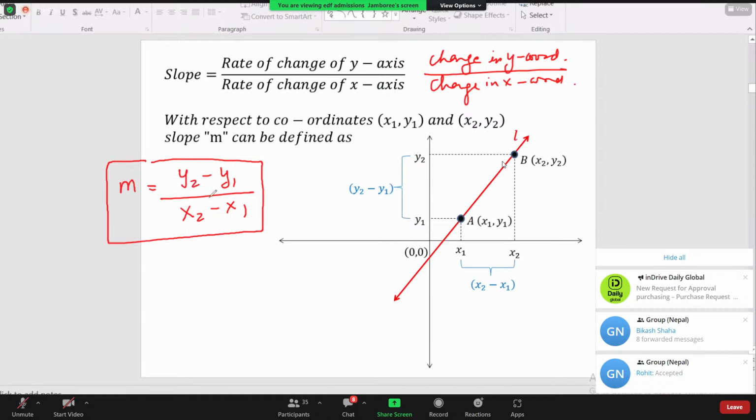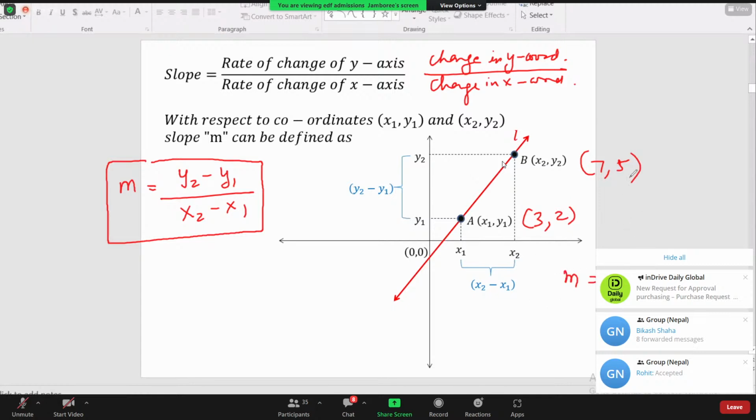You cannot say y2 minus y1 divided by x1 minus x2. You need to be very conscious about it. For instance, let's say I'm taking 3 comma 2 as this point and another point as 7 comma 5, and let's say we need to find out the slope of the line passing through these 2 points.